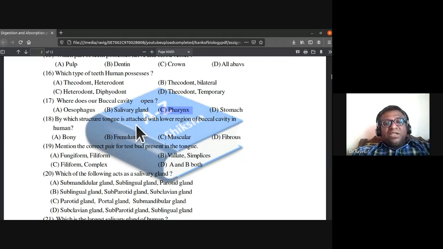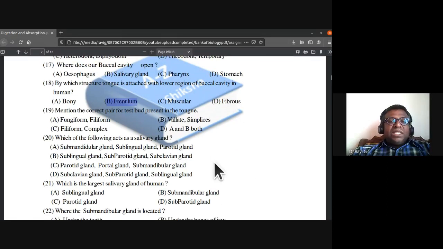By which structure is the tongue attached with the lower region of the buccal cavity in humans? So it is by the frenulum, the tongue is attached with the lower region of the buccal cavity in humans. So 18th, B is the answer. So frenulum is the answer.